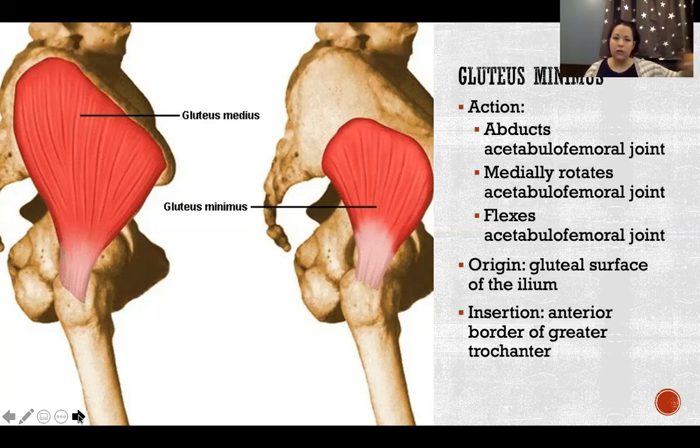Gluteus maximus is all the way posterior and angled in a more lateral direction. So it's primarily going to do extension, a little bit of abduction, and lateral rotation.